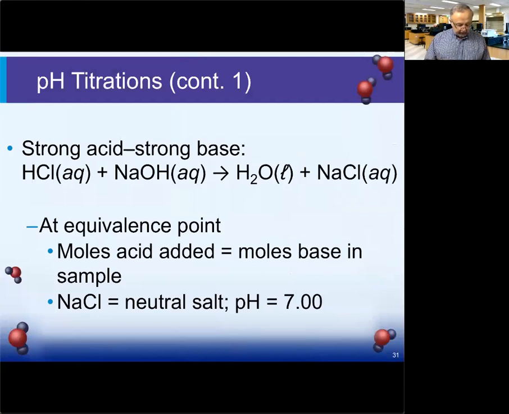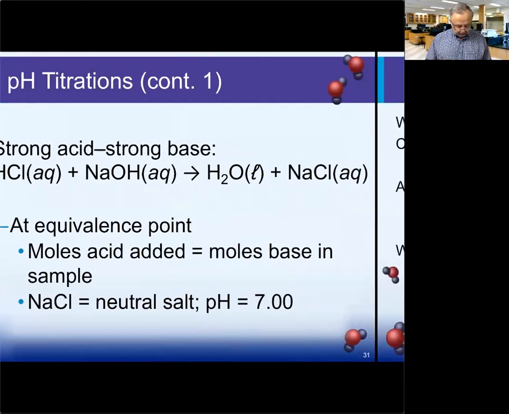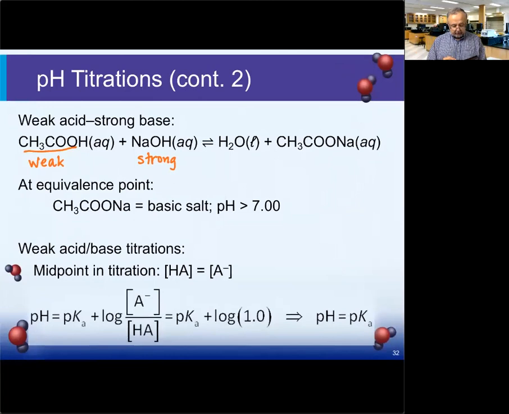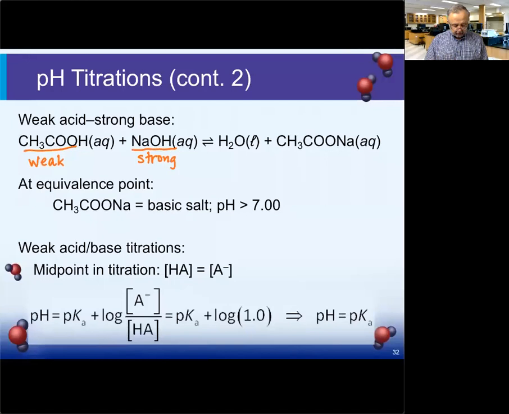This first example is a strong acid, strong base titration. And this second example is a weak acid with a strong base. Again, it's very important that you be able to recognize acids and bases. The 6 strong acids and the 6 strong bases are important for you to recognize. Anything that is an acid and is not one of those 6 is going to be weak.